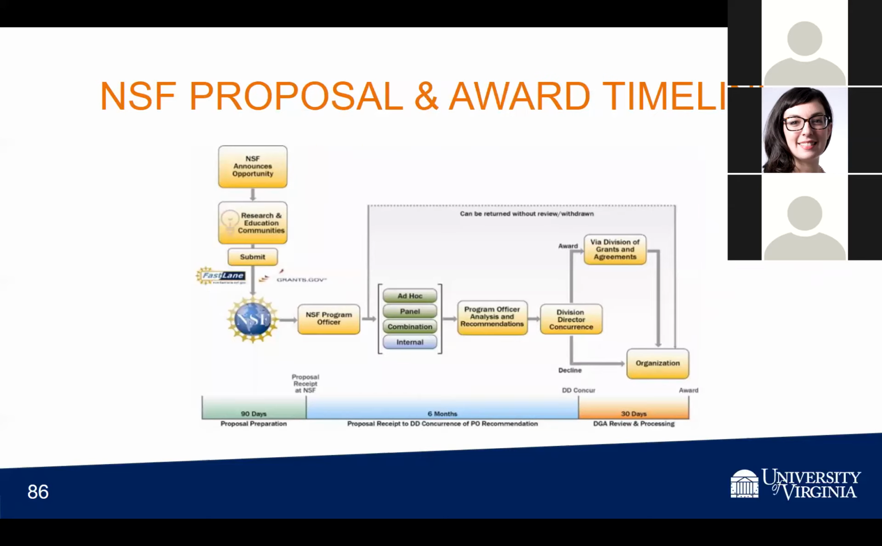So the proposal and award timeline, we talked about this a little bit already. This is a breakdown of how, I think it's actually from the NSF site, their own little diagram about how it works. There's 90 days for the proposal time. There's 6 months for this programmatic review. And then there's 30 days, if the division director is issuing an award, for the processing of that award by the Division of Grants and Agreements.